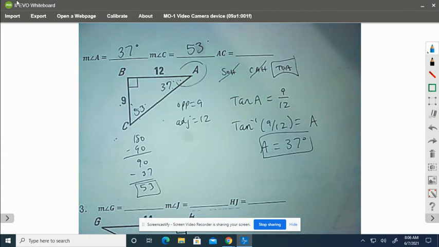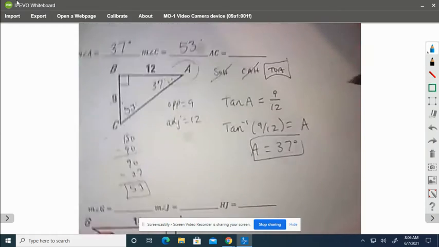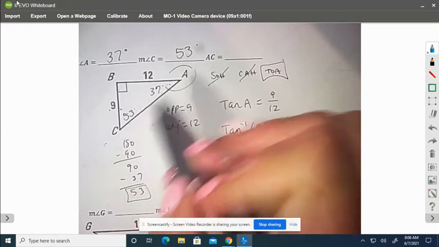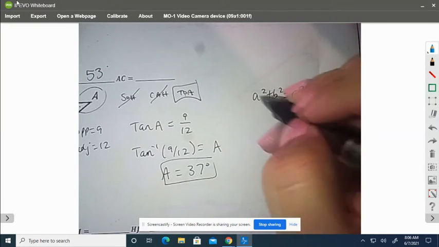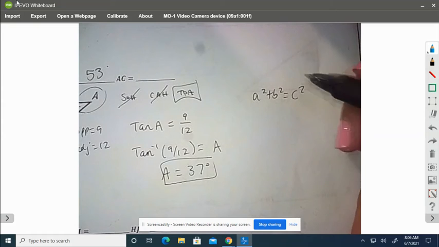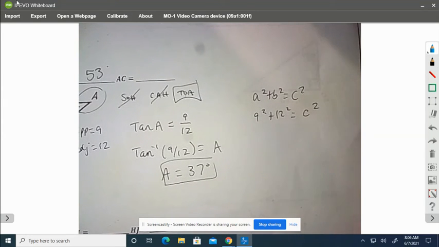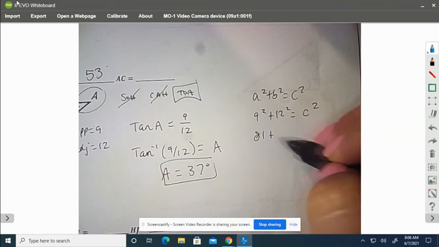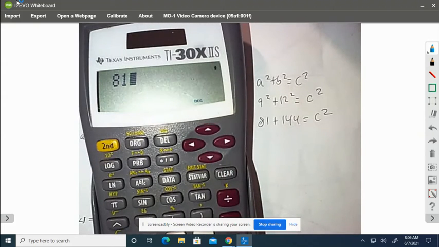All right. So it's up to you guys which way you want to do. I'll show you how I would do both of them. So first of all, I have everything except for my hypotenuse. So if I was going to use the Pythagorean theorem, which looks like this, my A and B are my legs. I have both of those, so I would plug 9 in for one of them, 12 in for the other, and I'm solving for the hypotenuse C. So 9 squared would give me 81. 12 squared would give me 144. I would add those in my calculator, 81 plus 144. That gives me 225.